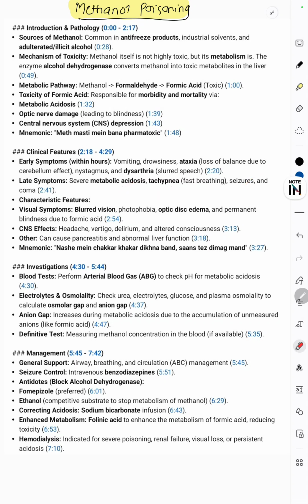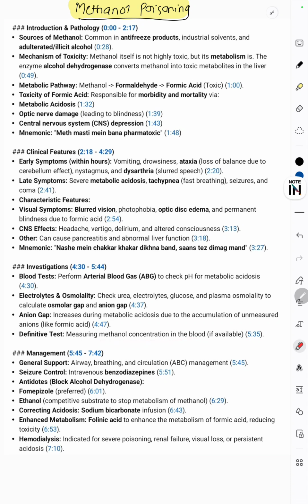Now, characteristic features: it is going to affect the optic nerve, which will lead to blindness, and optic disc edema is seen. CNS effects will be headache, vertigo, delirium, and altered consciousness. It can also lead to pancreatitis. Investigation: in the blood test, ABG is done, which shows the acidosis. Then electrolytes and osmolality will show high anion gap metabolic acidosis because anions like formic acid are increased. Then the definitive test is measuring the methanol concentration in the blood.